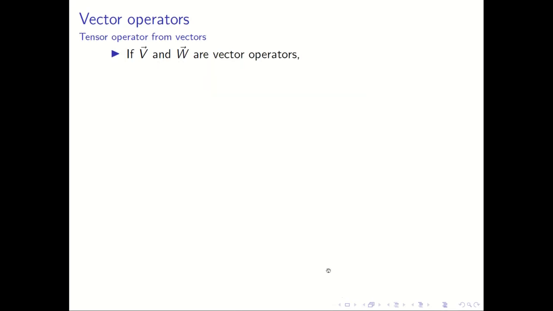Well, scalars are not the only things that you can get out of two vectors. You can actually get something more. You can form what is called an outer product and get tensors. So if v and w are vector operators, then the 9 operators t11, t12, t13 all the way up to t33, tij, formed by taking what is called the outer product viwj. So v1 w1, then v1 w2 and so on. These form components of a tensor operator of rank 2.